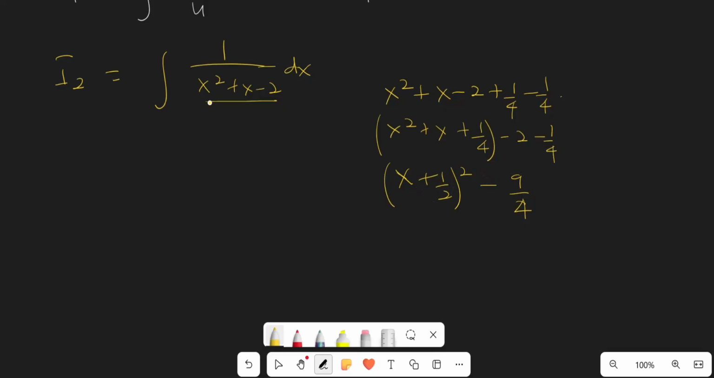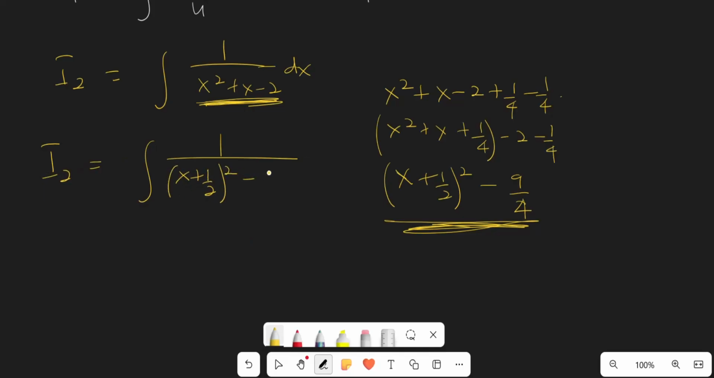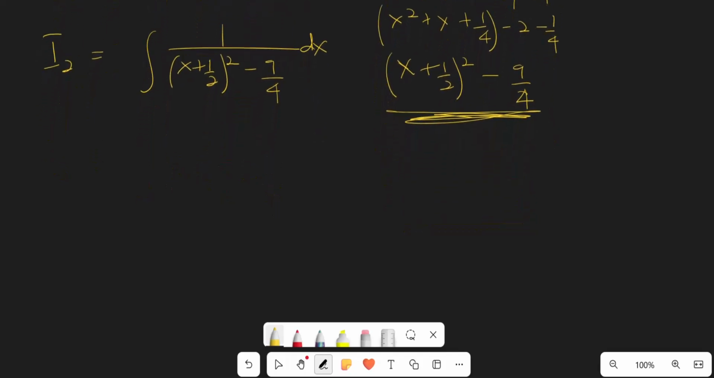So this denominator can be expressed as this, that is by completing the squares. So my I2 becomes the integral of 1 all over, instead of this, I write this: x plus 1/2 all squared minus 9/4 dx. That is by completing the squares.